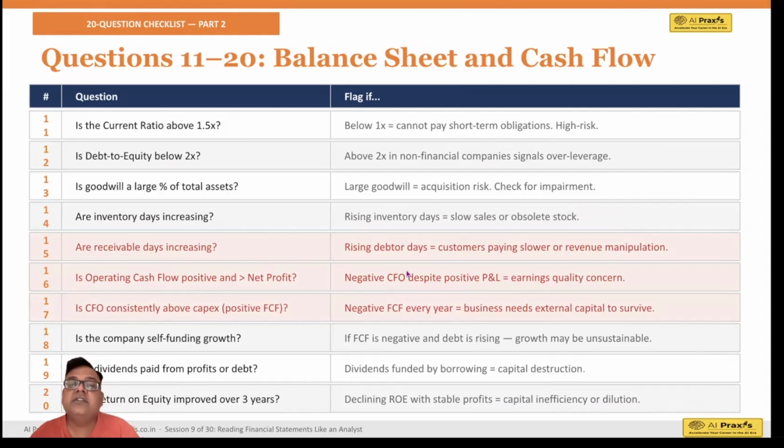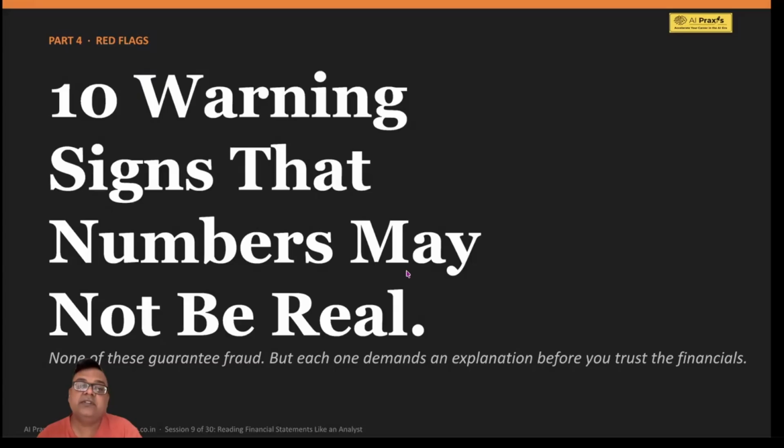Then, has return on equity, ROE, improved over the last 3 years? If ROE is declining despite stable profits, it may indicate inefficient use of capital or dilution, right? So these 10 questions now complete, and together overall we have completed 20 questions from the two slides. And these help you evaluate one thing very clearly, not just whether a company is growing, but whether it's financially strong, disciplined, and sustainable. Okay. So here is the next topic: 10 warning signs that numbers may not be real.